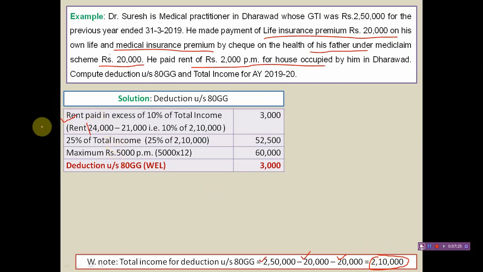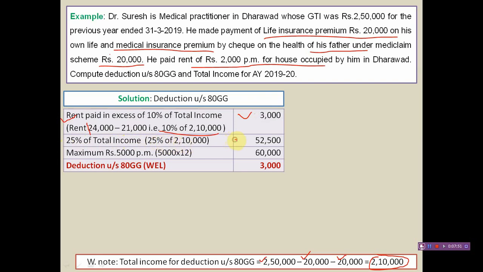So here, 10% of the 2,10,000 is 21,000. So the excess of rent paid over 10% of the adjusted gross total income is rupees 3,000. And the second one is 25% of the total income. Already we calculated the total income, that is rupees 2,10,000.